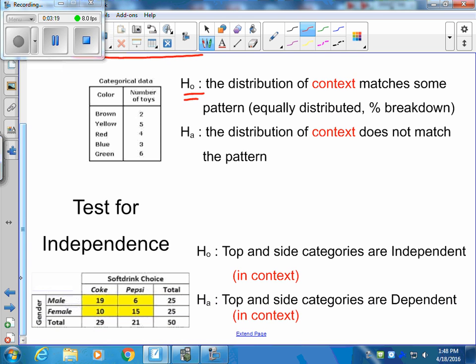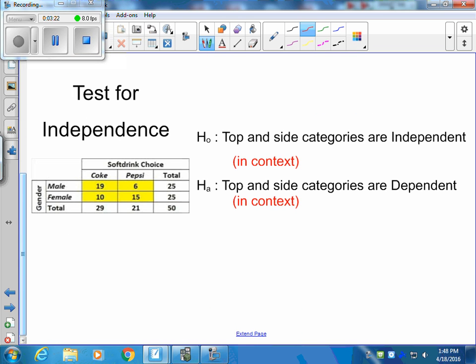We're assuming that it fits what we're told, that typical pattern, and we're trying to prove that it does not fit that pattern. Okay, when we're talking about a test for independence, what we're doing is we're looking at our two variables, and what we would talk about is the top and the side categories. Soft drink choice and gender are independent. And then your alternative is soft drink choice and gender are not independent, are dependent. Okay, so we're always assuming independence, because it is the test for independence, and we're trying to prove that they're dependent on one another.